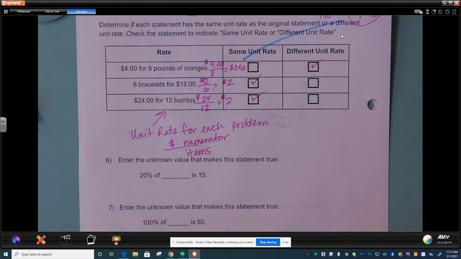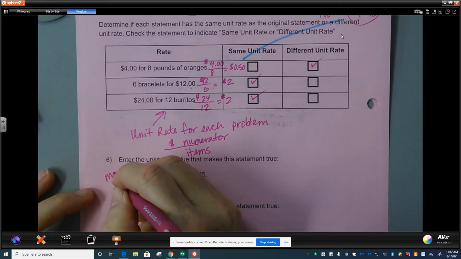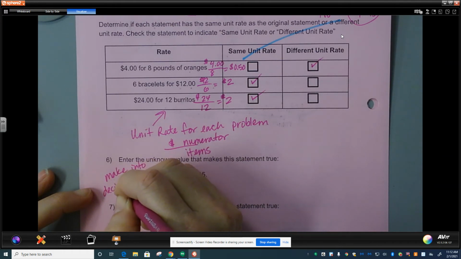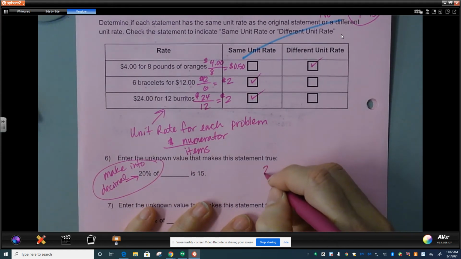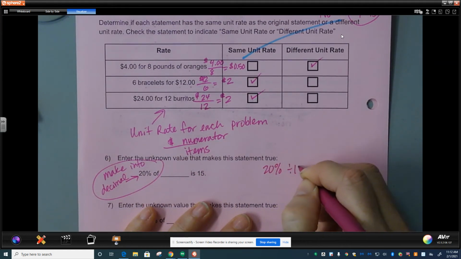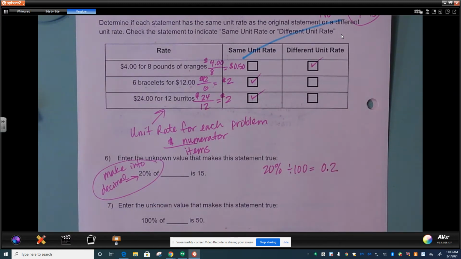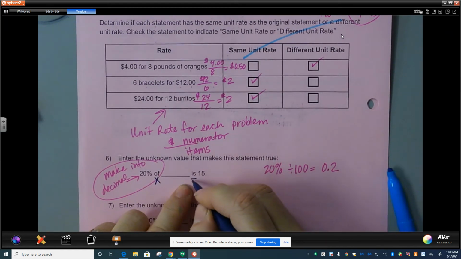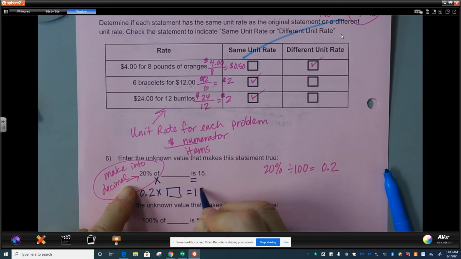The next ones are percent problems. Remember, you must make your percent into a decimal. The way you make a percent into a decimal is take your 20%, divide it by 100, and you get 0.2. You also need to think of of as times and is as equals. So this problem becomes 0.2 times empty box equals 15.